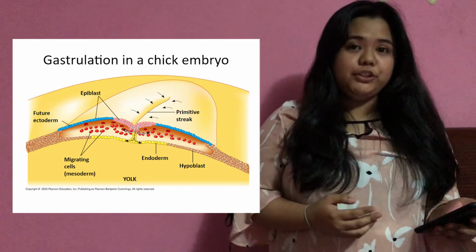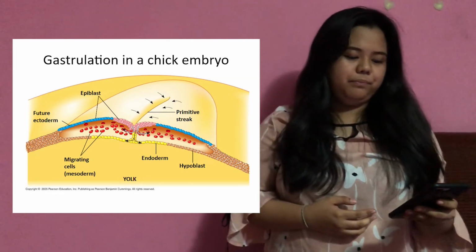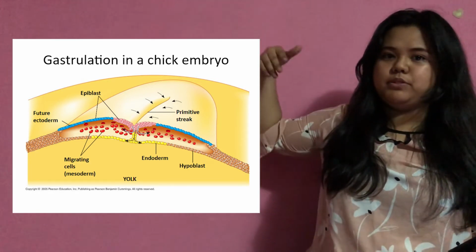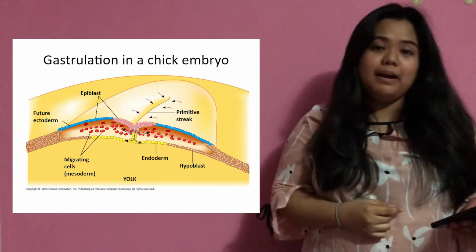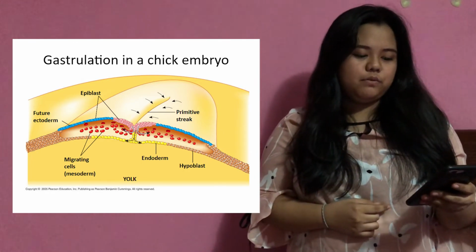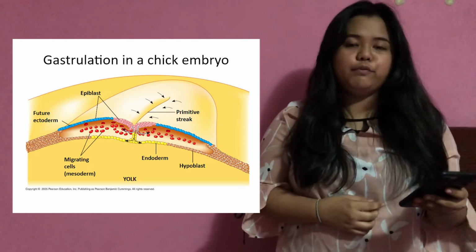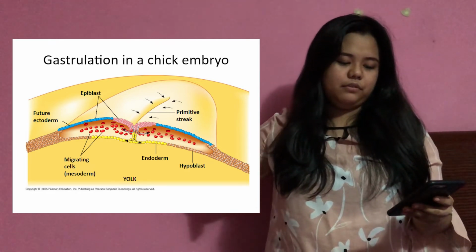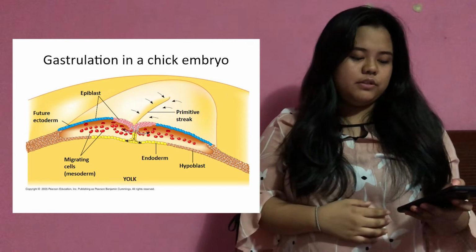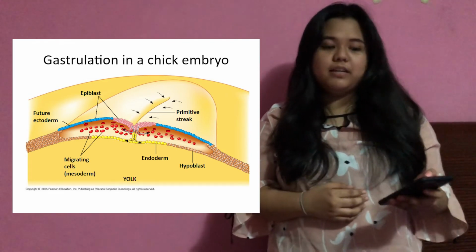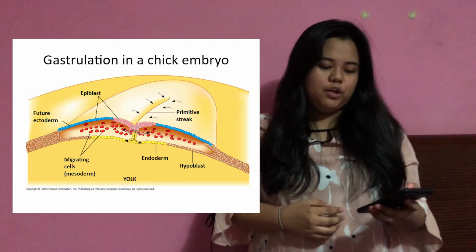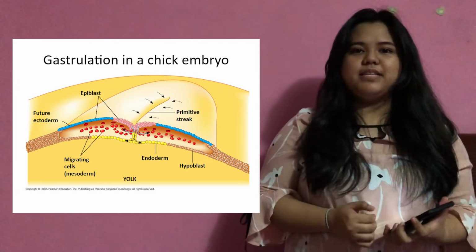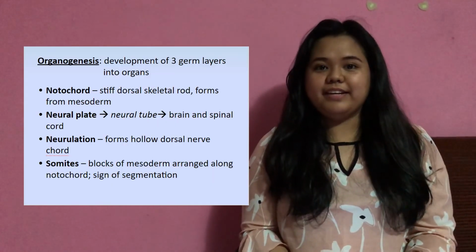After the formation of the endoderm and mesoderm, the epiblast cells no longer go to the primitive streak. The remaining epiblast cells, which is the ectoderm, form the third layer on top. Then the process of gastrulation is complete once the three germ layers have been completed in the embryonic disc.